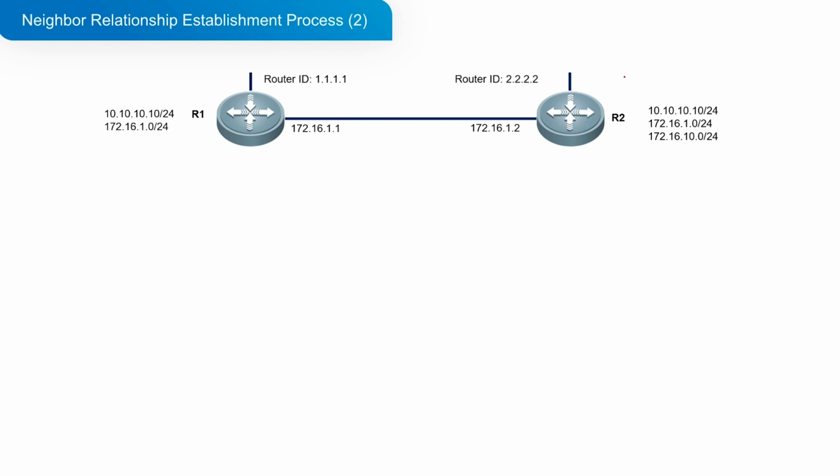So now, after we built the neighbor relationship, what happened? R1 wants to send a message, right? R2 also wants to send a message. So now, which router sends the message first? Which router sends the message following the other router? So this is the problem we have to solve, right?